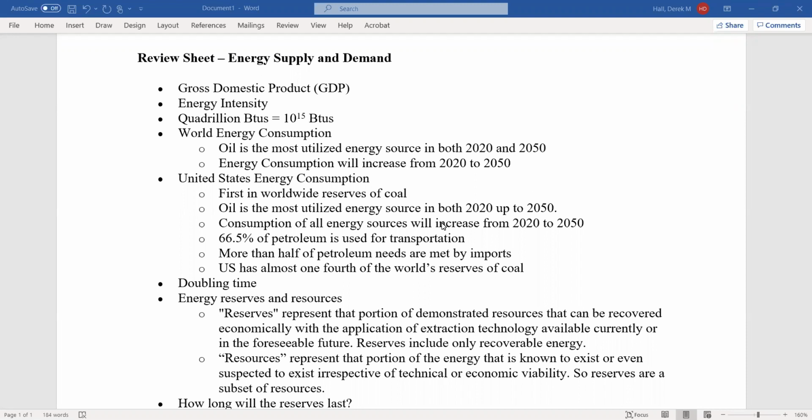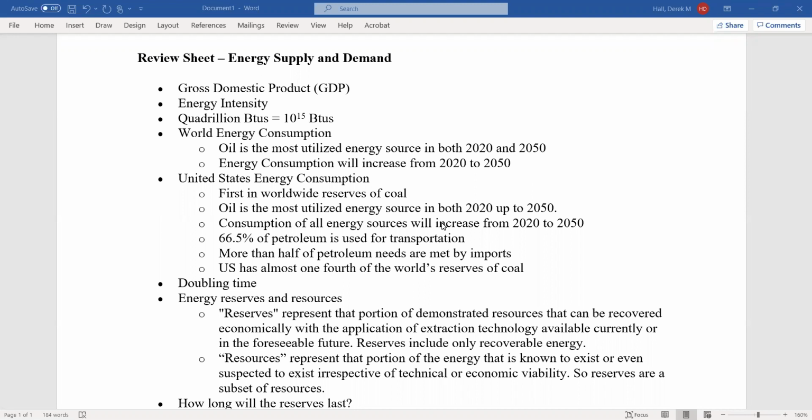So we also covered world energy consumption and some of the trends that we've seen in the past and what we expect, again, to the best of our knowledge, what we expect they will look like in the future. And there are some key points that you can learn from this. Number one, oil is one of the most utilized energy resources across the world. And it seems like it'll stay that way from 2020 on to 2050.